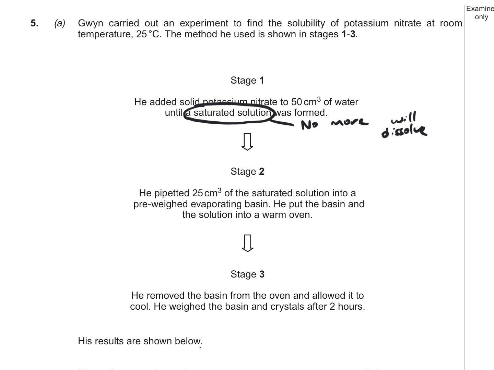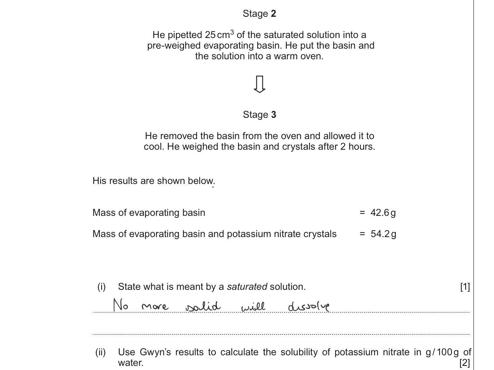He then pipetted, he removed 25 centimetres cubed, so half of that saturated solution, into a pre-weighed evaporating basin. Now this water is very, very salty, and he put the basin and the solution into a warm oven. So he's going to heat the water. He removed the basin from the oven and allowed it to cool, and he weighed the basin and the crystals after 2 hours. His results are shown below.